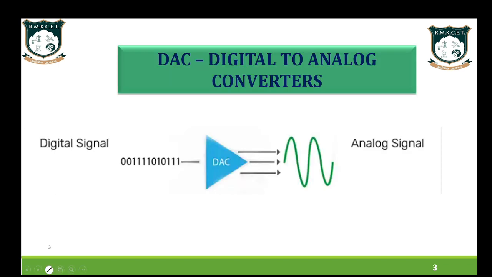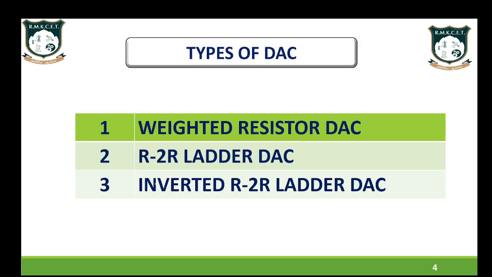Digital to analog converters: the input will be my binary input, which we call either zeros or ones, commonly referred to as a digital signal, and it is obtained as an output in the form of waveforms, which we refer to as an analog signal. So my input will be binary numbers, either 0 or 1, and the output is an analog waveform.